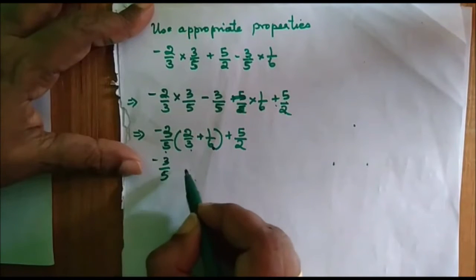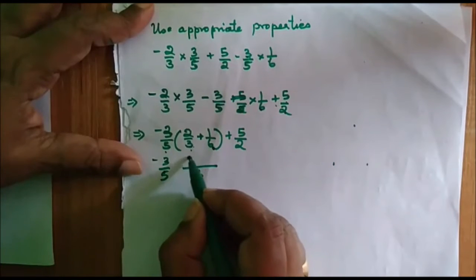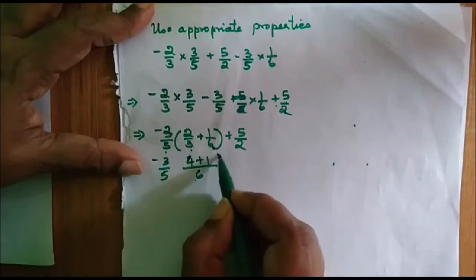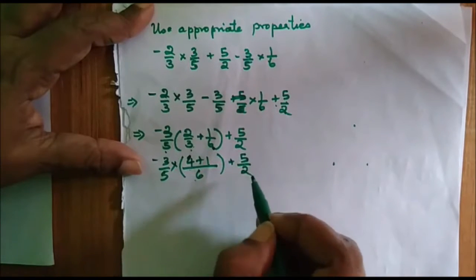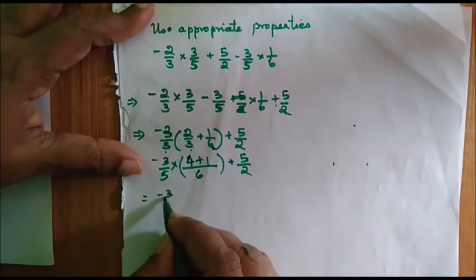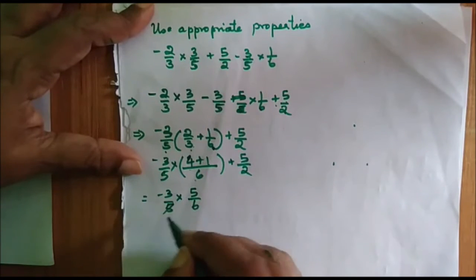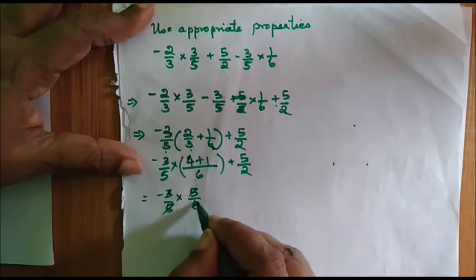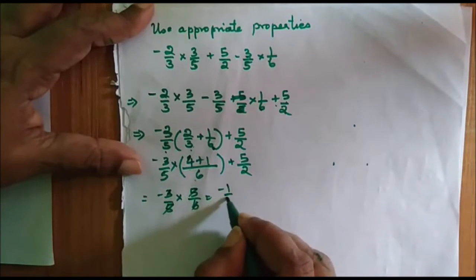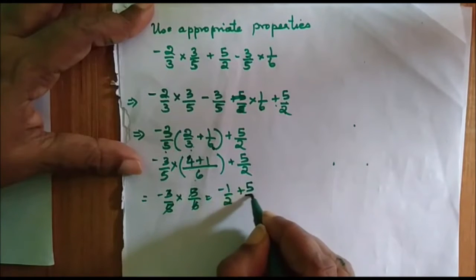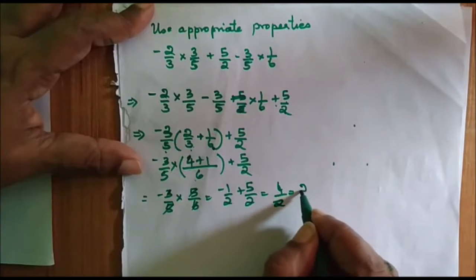Minus 3 by 5 into 3 into the LCM is 6, so it goes in this 2 times, so it is 4 plus 1. Okay, plus 5 by 2. This is nothing but minus 3 by 5 into 5 by 6. So this and this will get cut. I get it as minus 1 by 2. Minus 1 by 2 plus 5 by 2 is equal to 4 by 2, which is equal to 2.